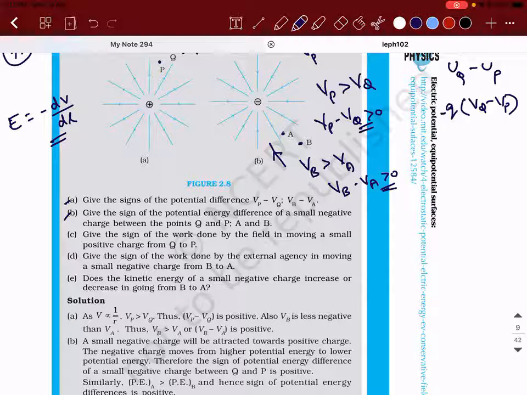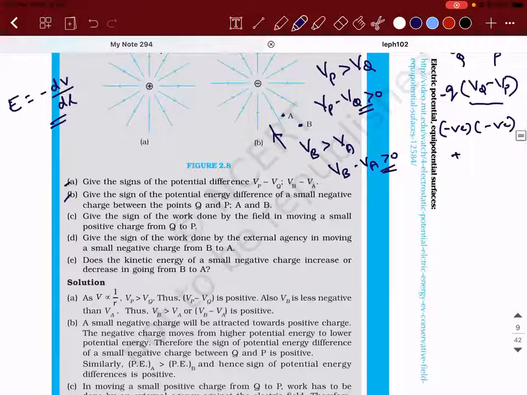But tell me what is VQ minus VP? We need not calculate the values. The previous question, you calculated VP minus VQ, right? What is VP minus VQ? Positive. Then what will VQ minus VP be? Negative. So negative multiplied with negative is going to give you a positive value. Are you able to understand? So UQ minus UP is positive.